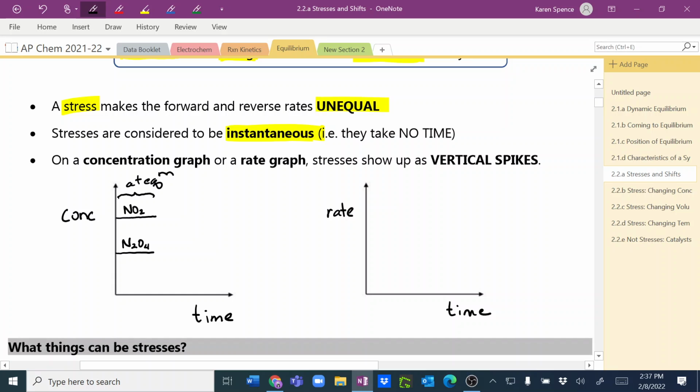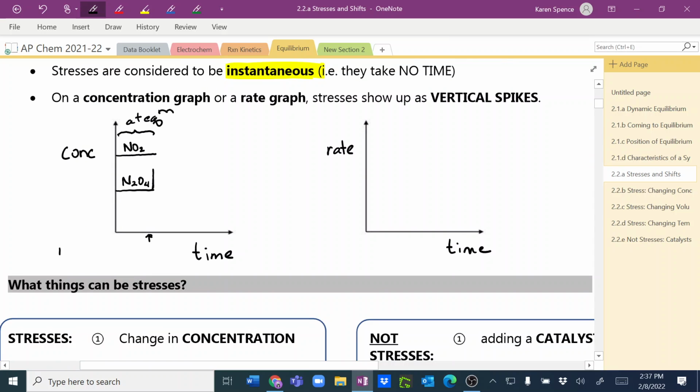Now I might stress the system just like I talked about. I'm gonna inject some N2O4 because it's less awkward, because I've not given myself much room on the NO2. That would be a stress. And do you see how it's vertical? That means it's taking no time. This would be right here.